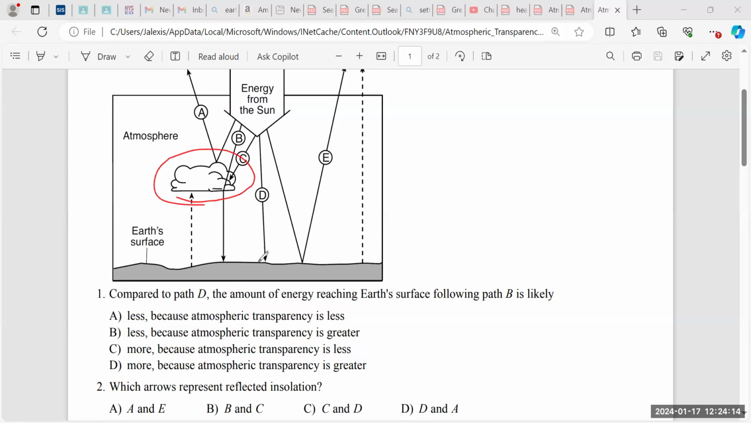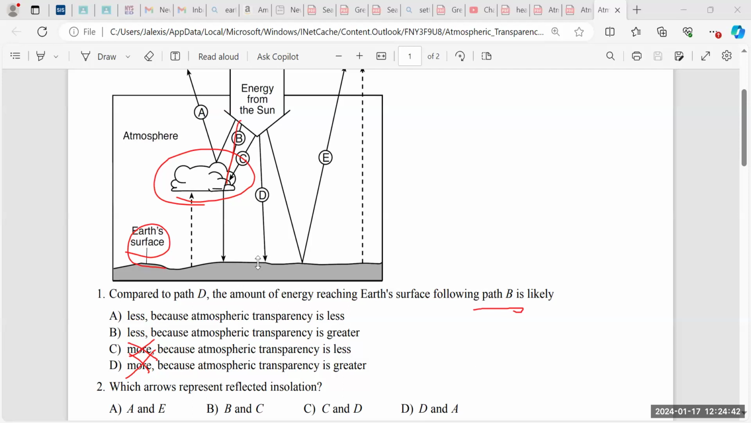And what do we know about clouds according to our notes? Okay. So we know first off, there is something that is going to be blocking path B, right? So that means the amount of energy that's going to reach the Earth's surface going the path of B is going to be less. So that means it can't be C or D. We know it's going to be less because there's a cloud in the way.